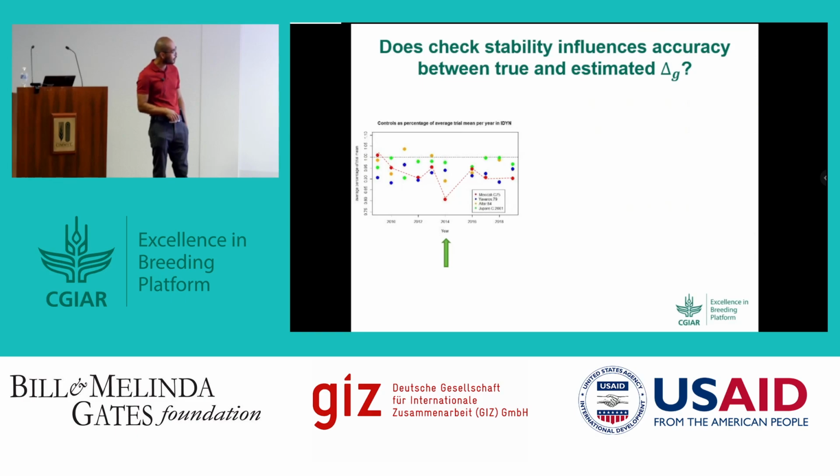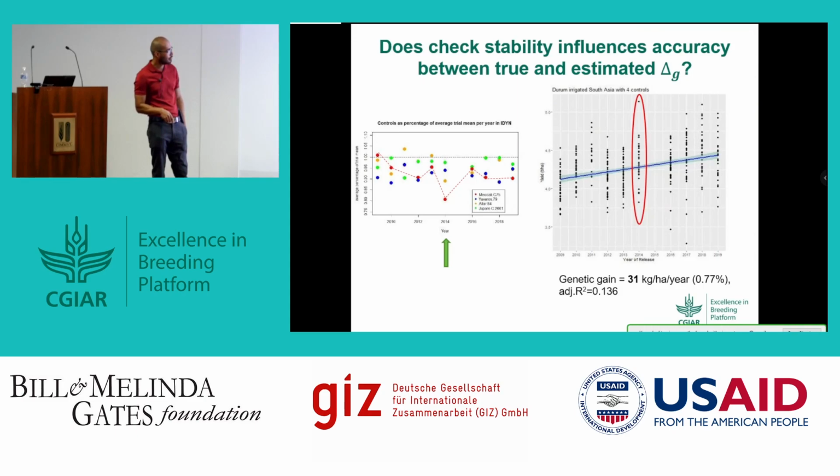And they gave some examples like this one, where they had this check, Mexicali, that in a particular year performed poorly. Everyone was doing more or less the same, also this Mexicali, and then suddenly, boom, that one drops down in this particular year. And then basically we expect that there is going to be an effect under the null hypothesis, an effect in 2014.